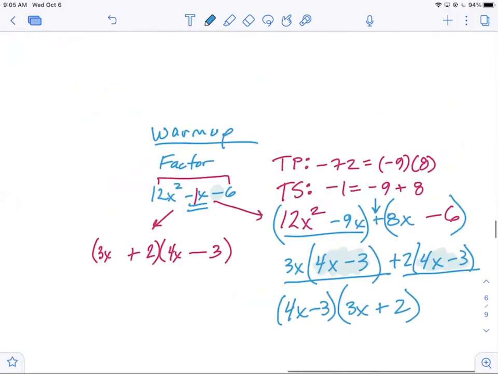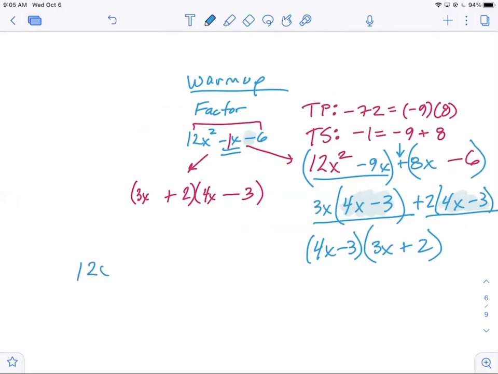Now, let's do something here. Let's turn this into an inequality. Let's say I wanted to know where 12x squared minus x minus 6 was less than 0. Can I solve that algebraically? Say no. No. I still see people trying to solve quadratic inequalities algebraically.